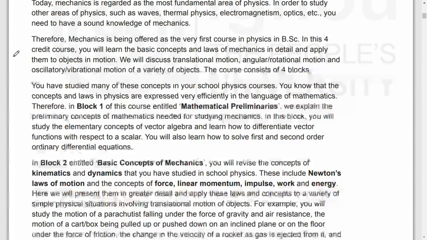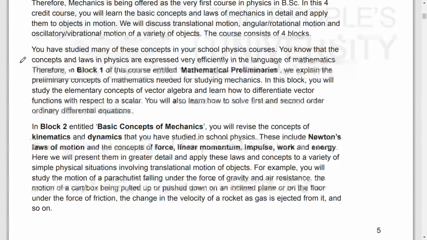You will learn the basic concepts and laws of mechanics in detail and apply them to objects in motion. We will discuss translational motion, angular or rotational motion, and oscillatory or vibrational motion of a variety of objects. The course consists of 4 blocks.